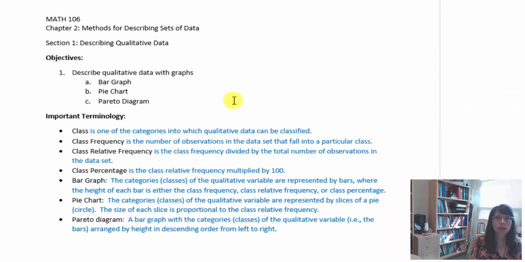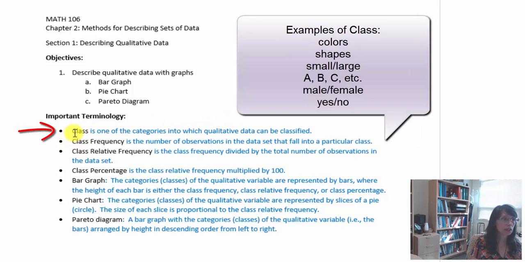In today's video, we're going to talk about bar graphs and pie charts. So we have a few terms to discuss before we actually construct those types of graphs. Our first definition is about class. Class is one of the categories into which qualitative data can be classified.